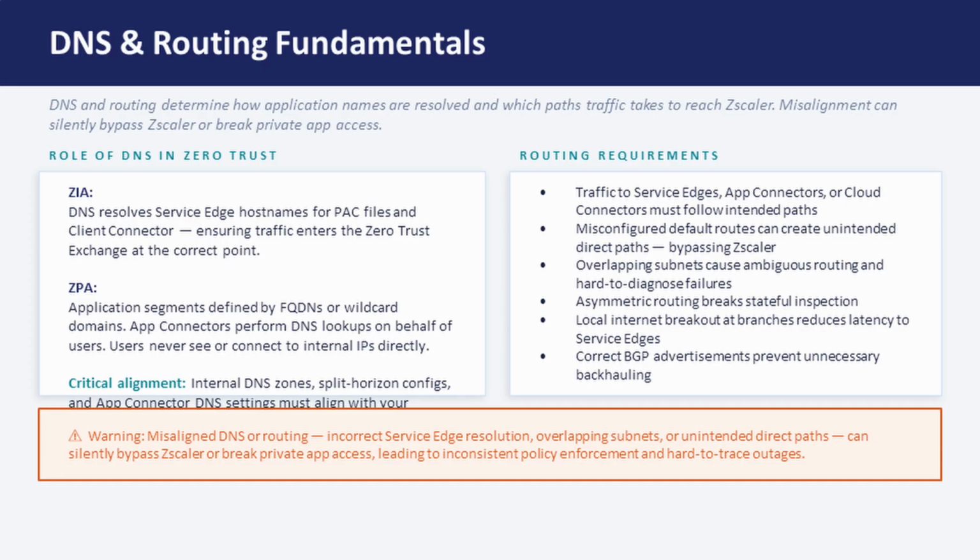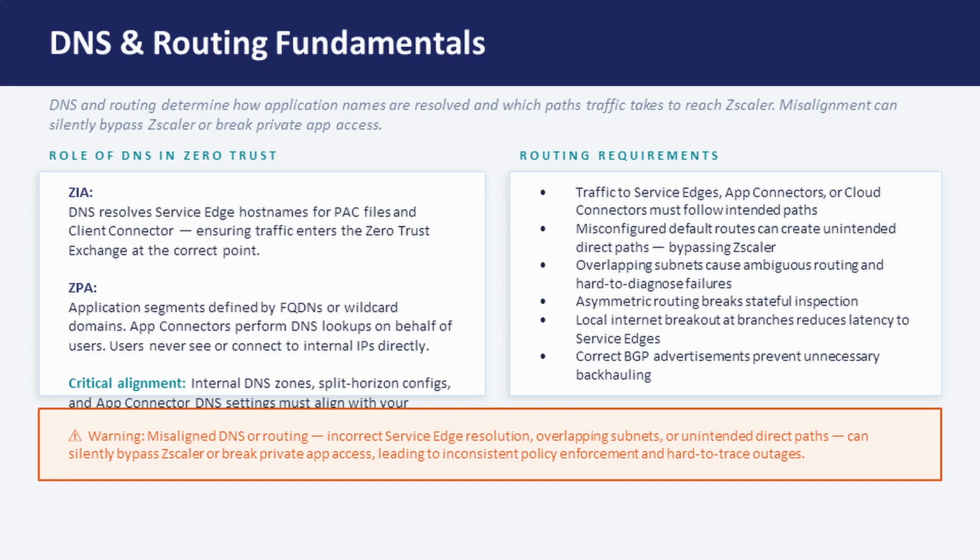For ZPA, DNS plays a more complex and critical role. Application segments in ZPA are defined by FQDNs, fully qualified domain names, not by IP addresses. When a user tries to access an internal application, Client Connector intercepts the DNS query and returns a synthetic IP address in a special range. The user's application connects to that synthetic IP, which routes through ZPA to the App Connector. The App Connector then makes its own DNS lookup, using its own configured DNS server to find the real IP of the internal application server.